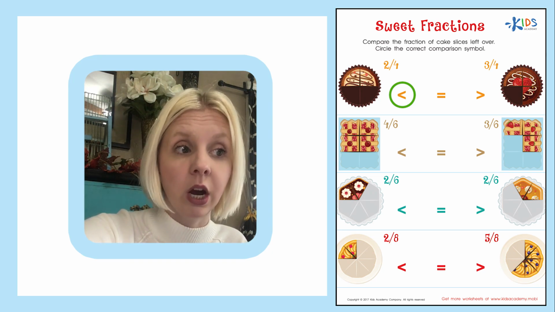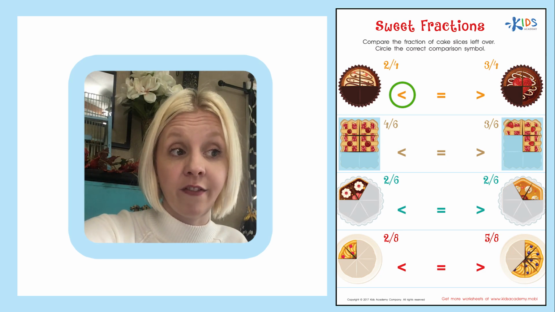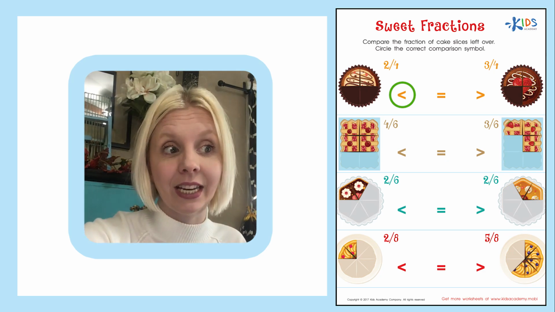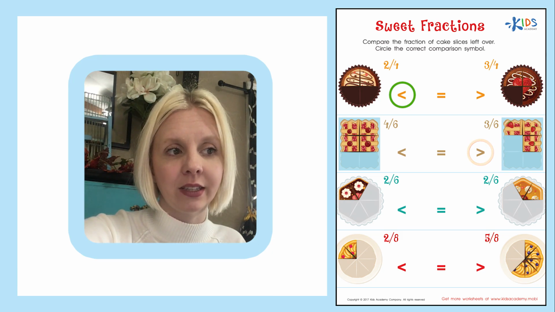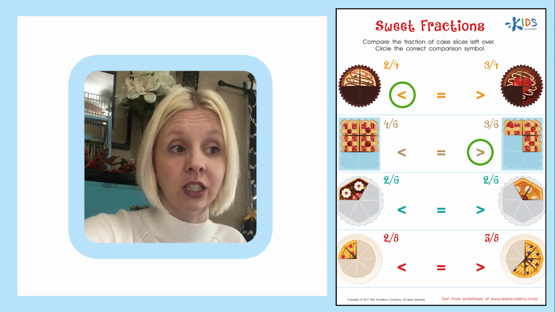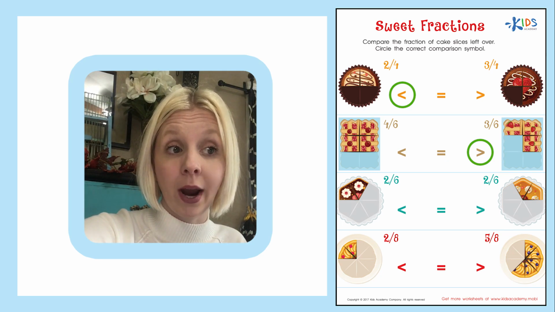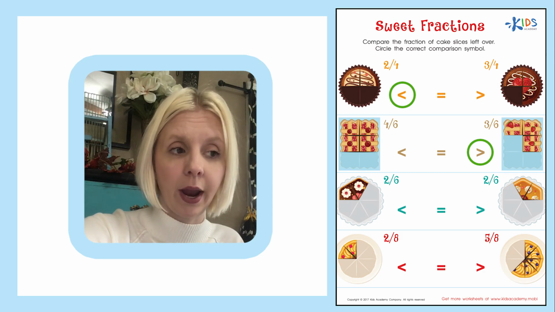4 is the most. So we're going to circle the sign that faces or is trying to eat the 4/6. So this one would face that one. This means that that's the most. So we would read this as 4/6 is greater than 3/6, okay?